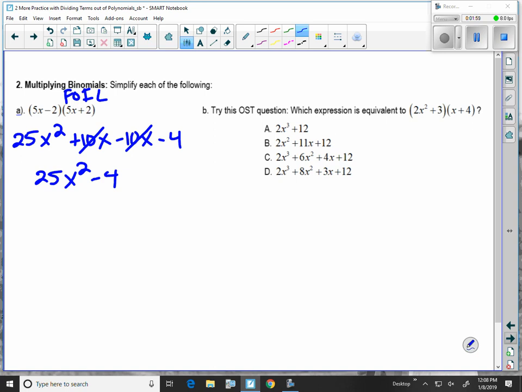Okay, part B, try this OST question. This was actually from an OST test. Which expression is equivalent to this? What do you think they're asking you to do? To FOIL. Yeah, to solve it.